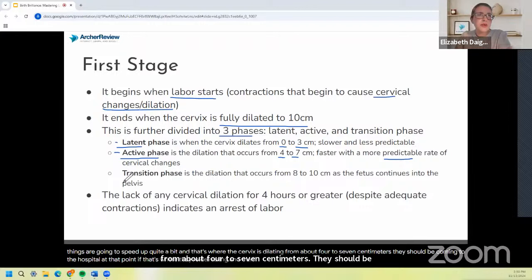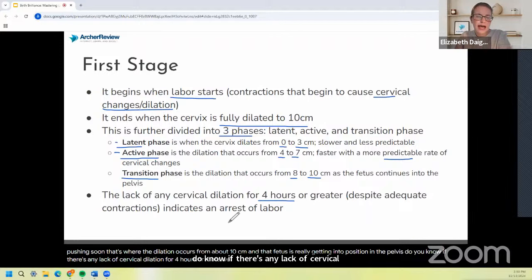And then finally, we have the transition phase. That means they're going to start pushing soon. That's where the dilation occurs from about 8 to 10 centimeters, and that fetus is really getting into position in the pelvis.